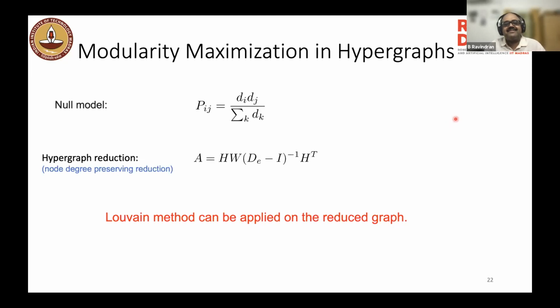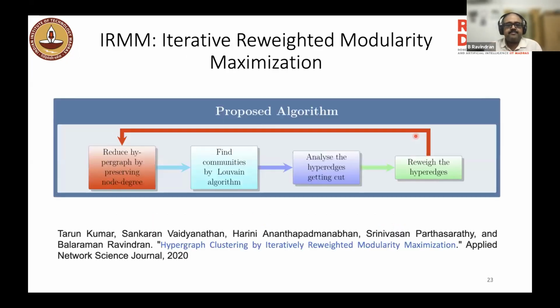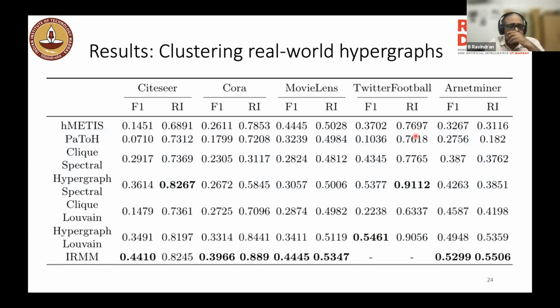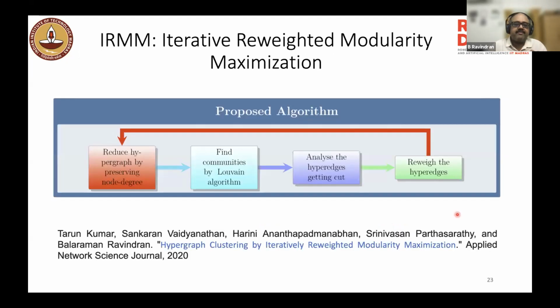So once I get this, I can use any of the modularity maximization algorithms to maximize the modularity with this adjacency matrix, and that is essentially what we do. And we show that this method performs well. I'm actually going to skip the iterative algorithm that we had because that's going to take some time to explain.